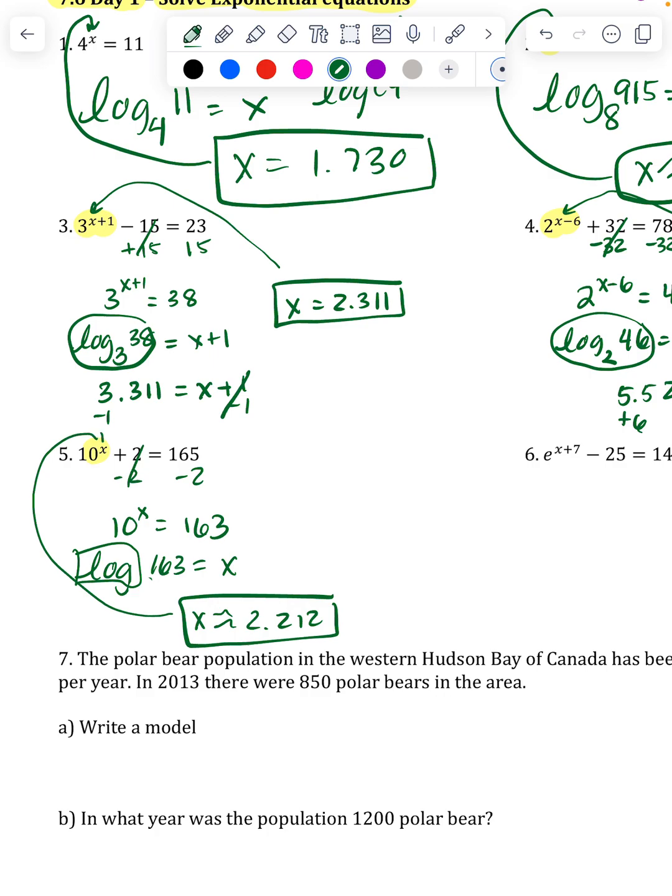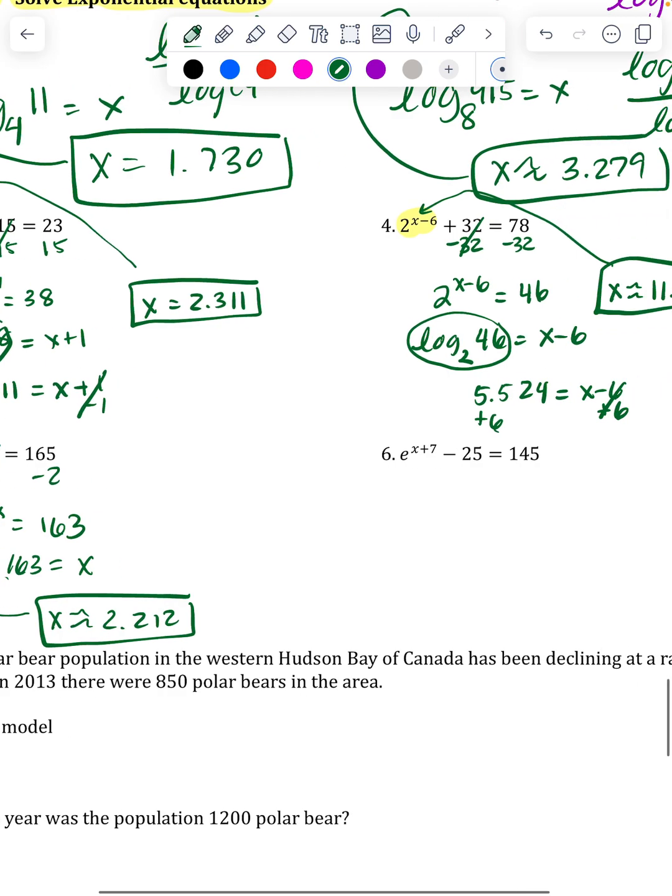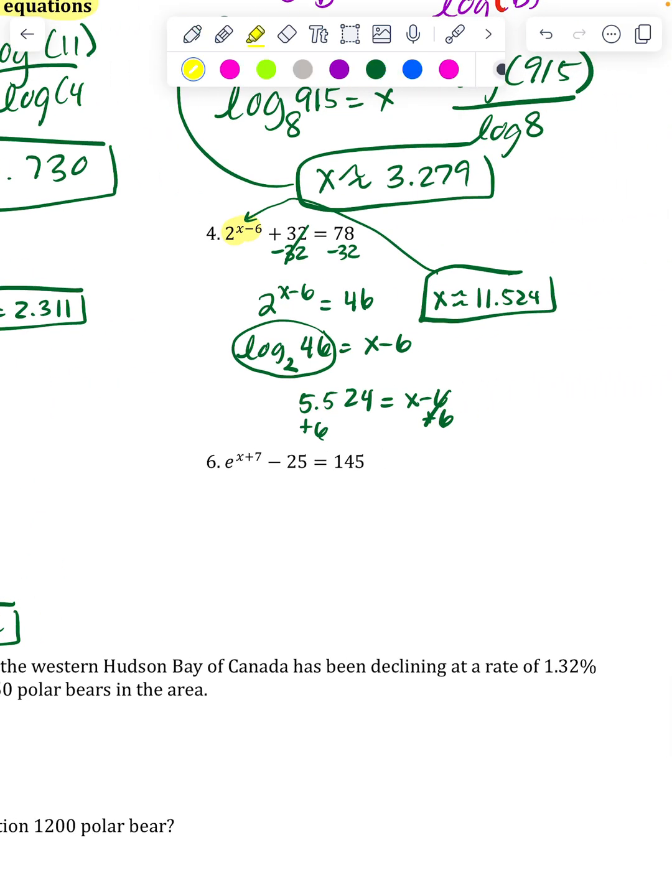And I can go check that if I want to. Okay, last one, just straight up calculation. This is the part I need alone, so I have to add a 25 here and here. So I have e to the x plus 7, and then here I'll end up with a 170.